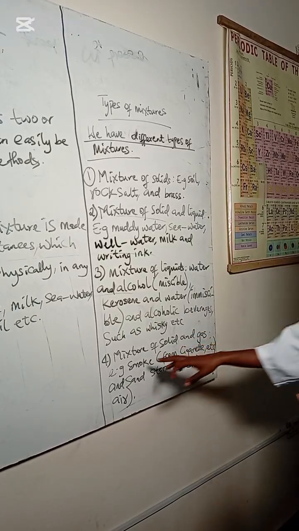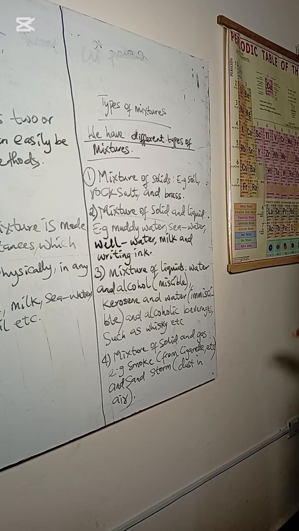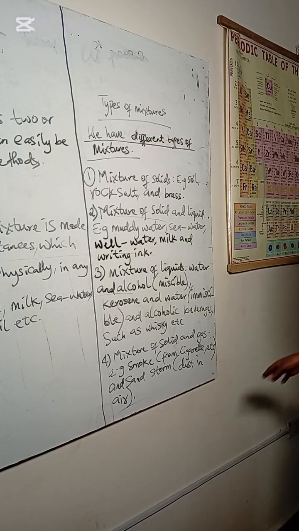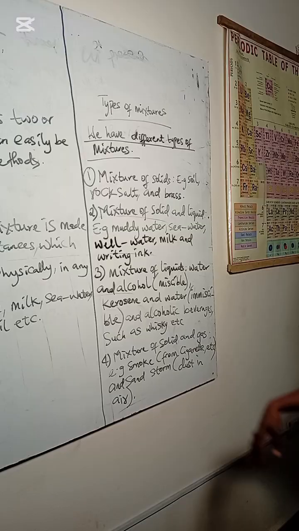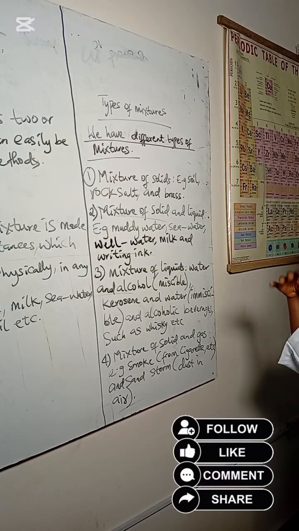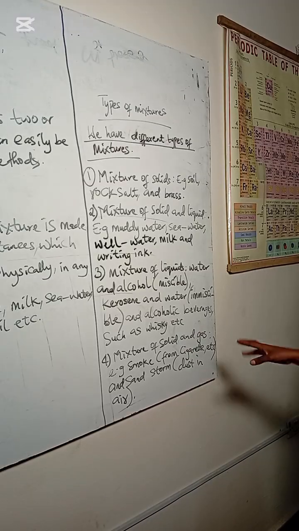And then the next one we have is mixture of solid and gas. That is where we talk about smoke. Smoke from cigarettes. All those things are a mixture of solid and gas, because smoke has so many things inside, dust and all of that. And then we talk about the sandstorm, which is air in dust or dust in air. So all these things are a mixture of solid and gas.